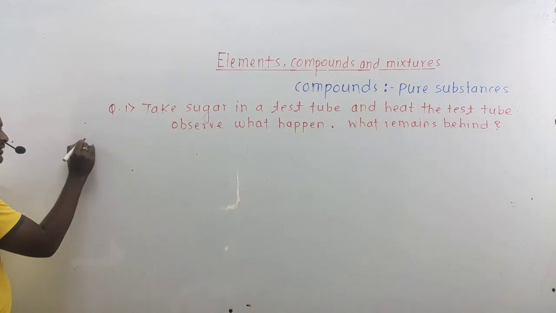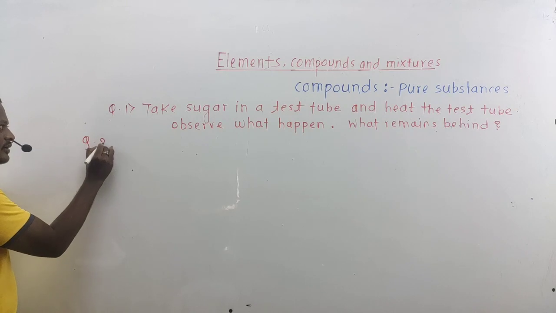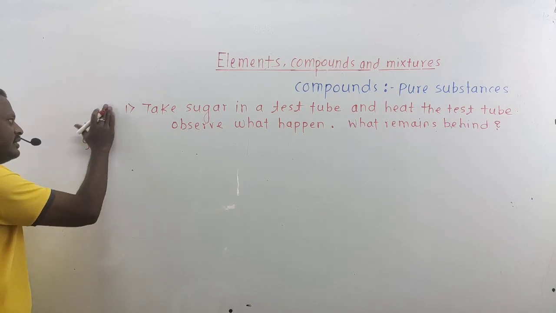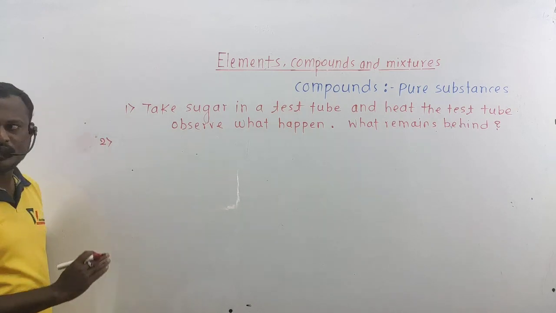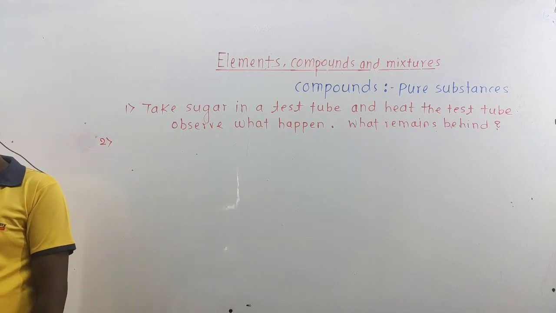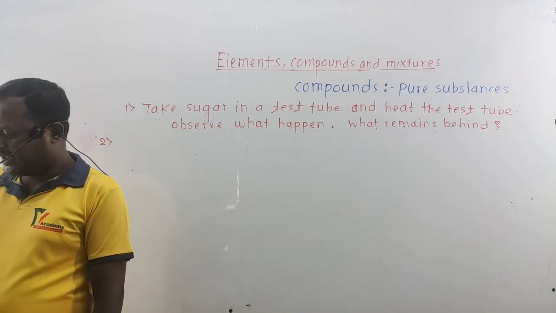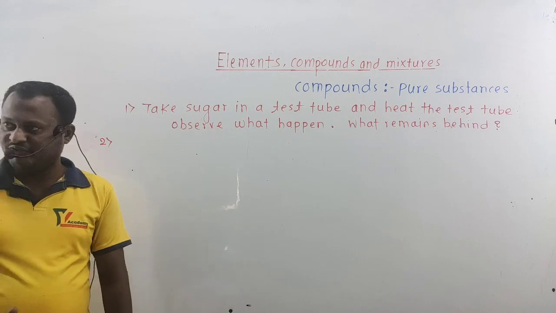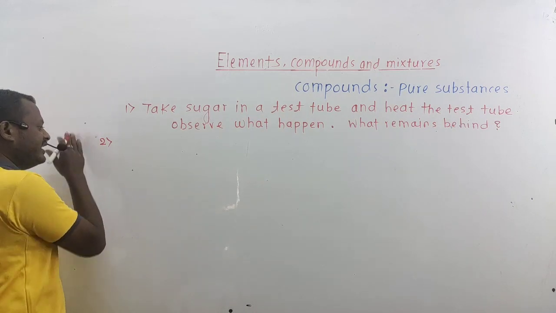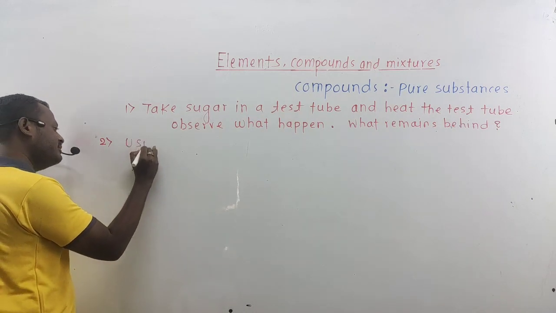Second one is, using tongs hold a magnesium ribbon in a flame. Using tongs, म्हणजे चिमट्याच्या सहाय्याने.